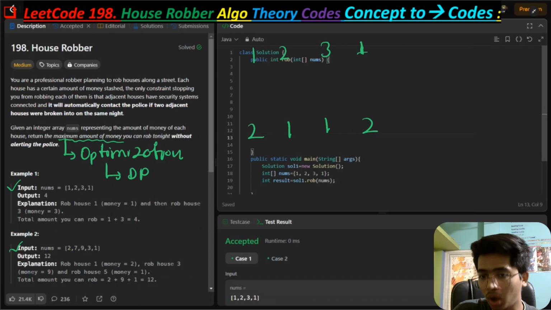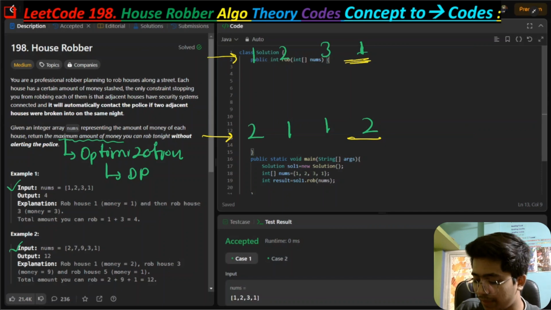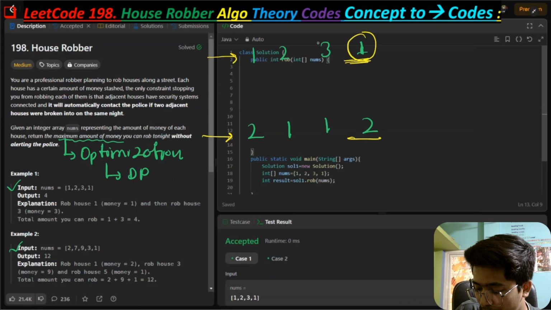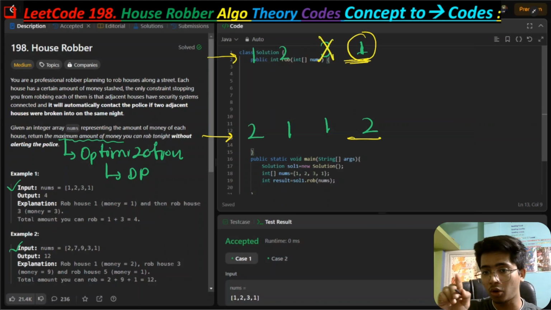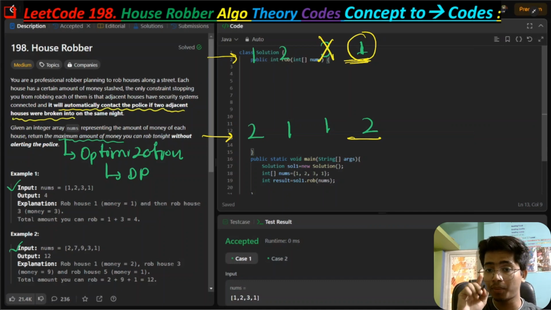We have to return the maximum amount, so if we start from this portion, we have to move to the end portion. So we'll be looking at what our final maximum solution will be at this end position. There is a constraint given that if we rob from here, if you rob this one, we can never rob the adjacent one. It will automatically contact the police if two adjacent houses were robbed. That means we cannot rob from adjacent houses, so we can rob from these houses.